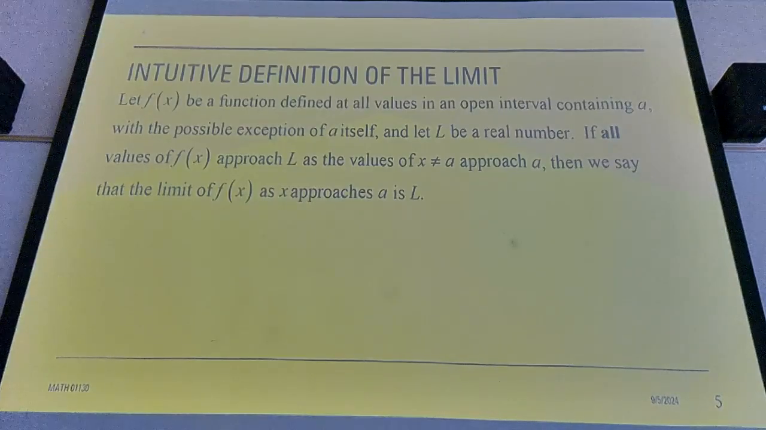So if we have a function that's defined at all values on an open interval containing the point A, with the possible exception of A itself. So your function doesn't have to be defined at A. If all of the values of your function f approach a real number L as your values of x approach A, then we say that the limit of f of x as x approaches A is L, or f of x approaches L as x approaches A. And it's written that way.